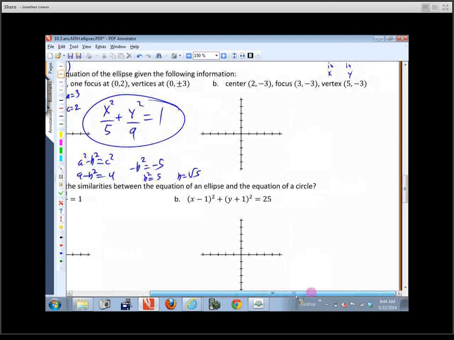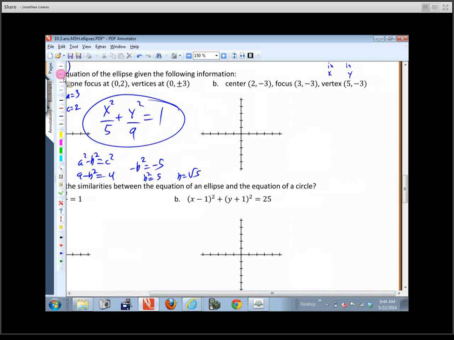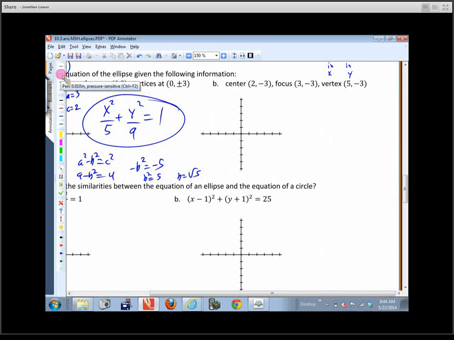Good? Okay, last one, and then we'll take a look at a couple of other examples that may be helpful on your assignment. Okay, so let's look at this one right here. Center is at 2, negative 3. You don't even need to read anything else, and you can get this far. X minus 2 quantity squared over something plus y plus 3 quantity squared over something equals 1. You ought to at least be able to get that far.